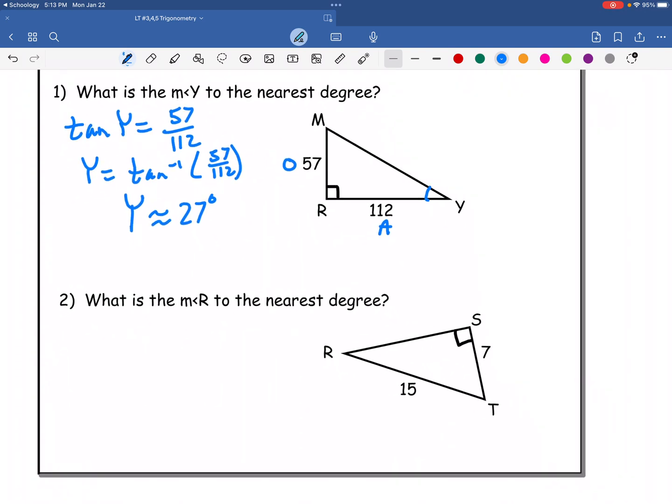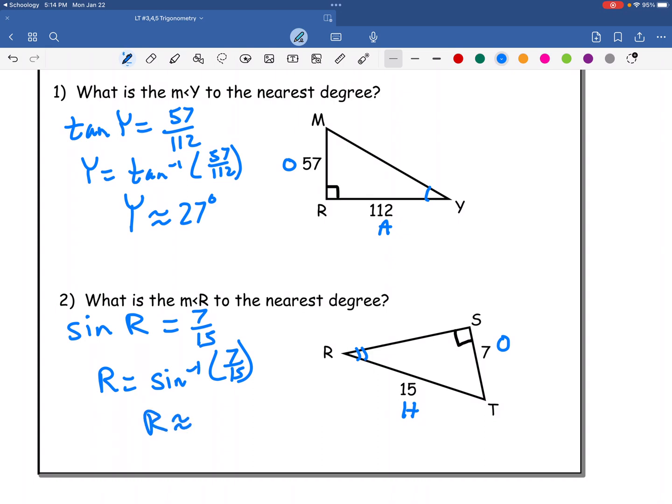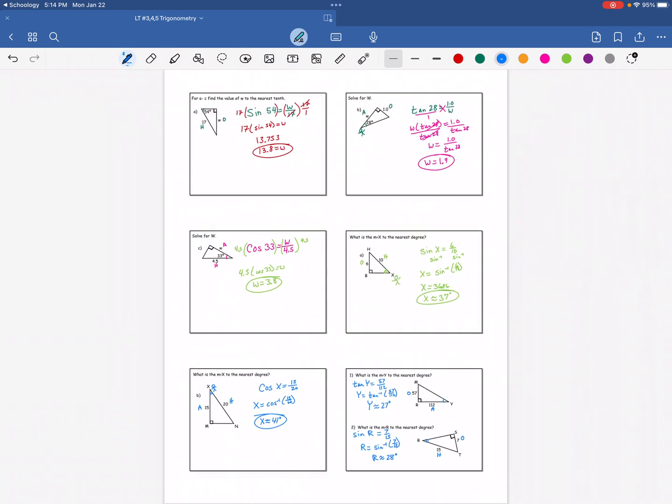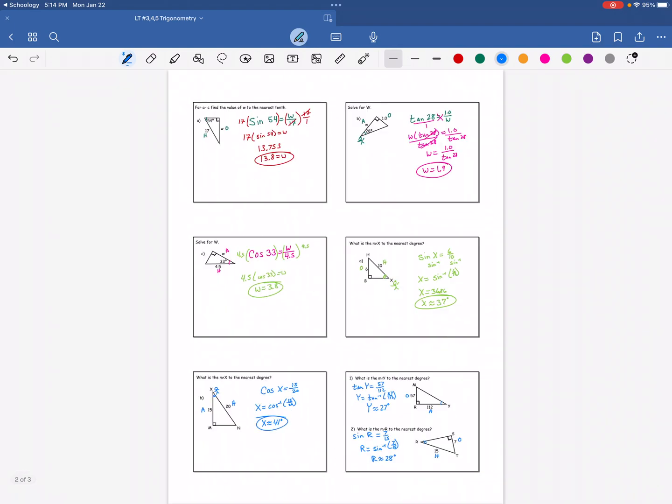The measure of r, so if we're standing here, this is opposite, this is hypotenuse, so it's the sine of r equals 7 over 15. R is the inverse sine of 7 over 15. And so the inverse sine of 7 over 15 is 27.81, which is about 28 degrees. Hopefully you did well on those. And that's it for our trig lesson.